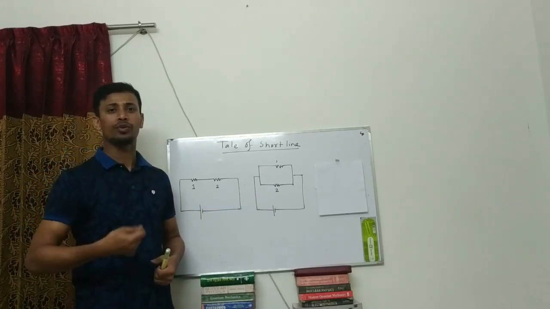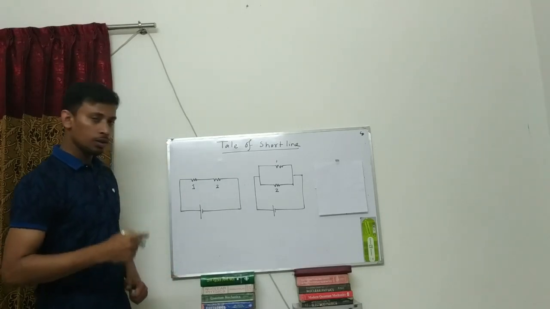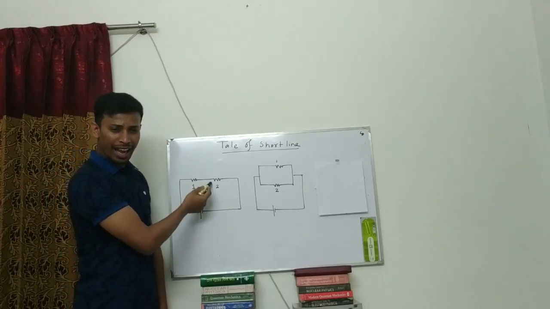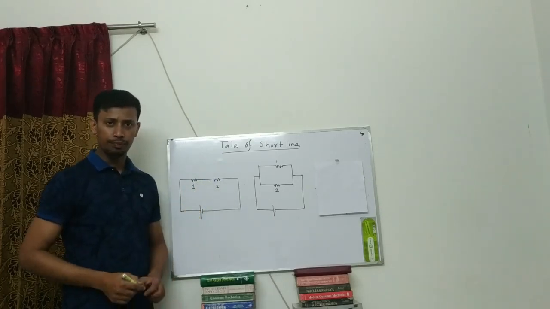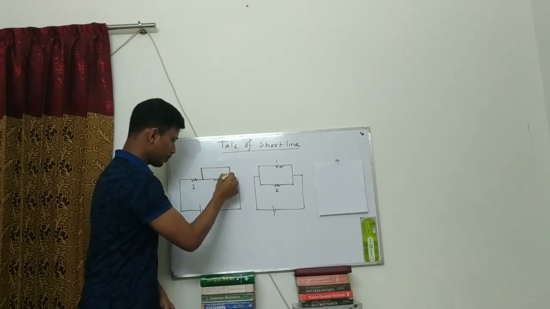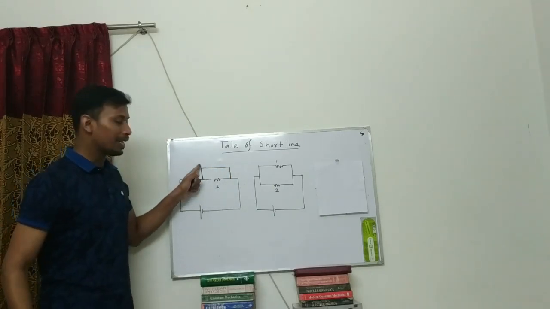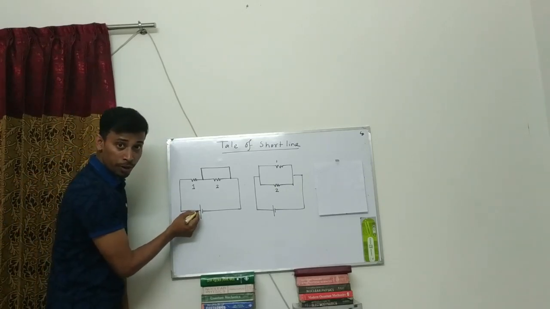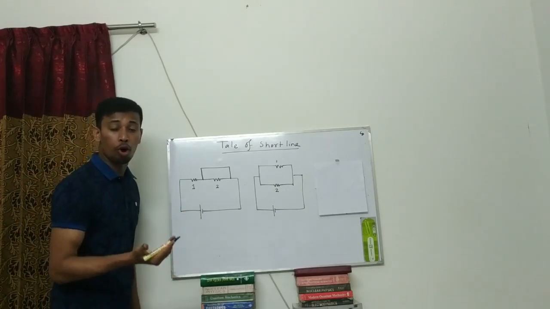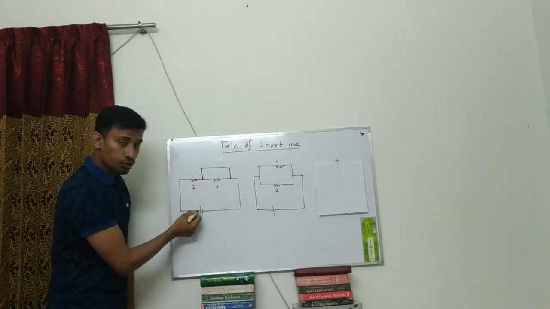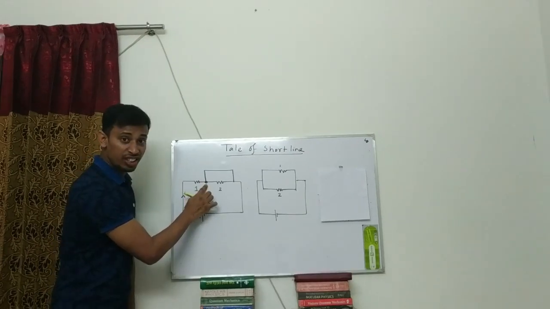So let's start with the simple series. Here current will start from the cell, it will move through 1 and 2, then return back to the cell. If I connect a wire like this, then what will happen? Current will start from here. We always know that current starts from the positive side. That's the positive side. So current will start from here, and when current reaches here, current will see that there are two lines.